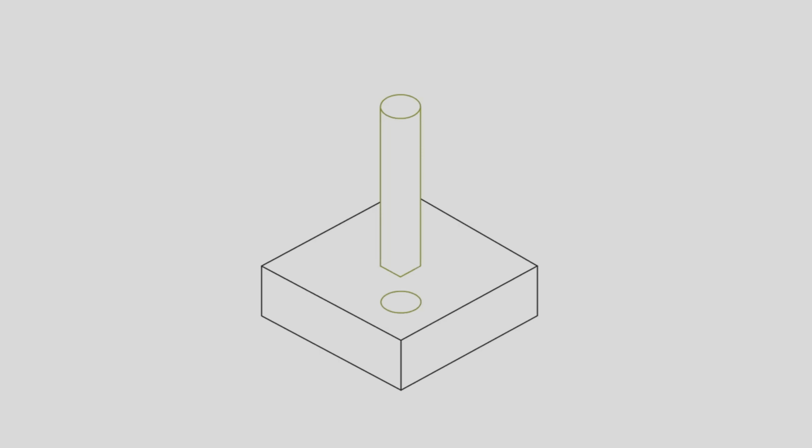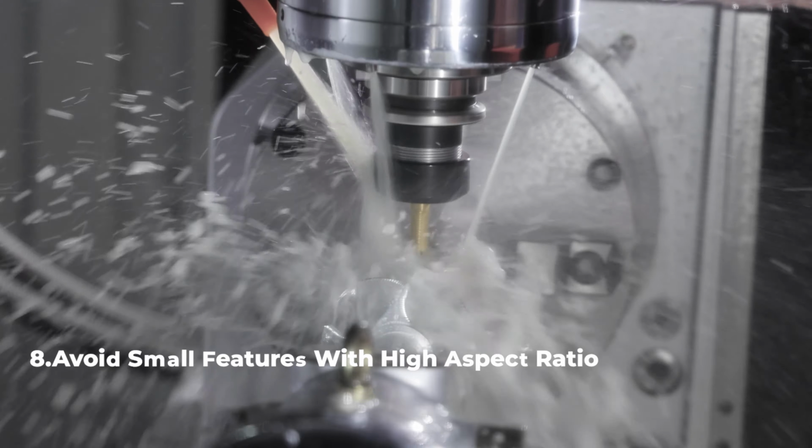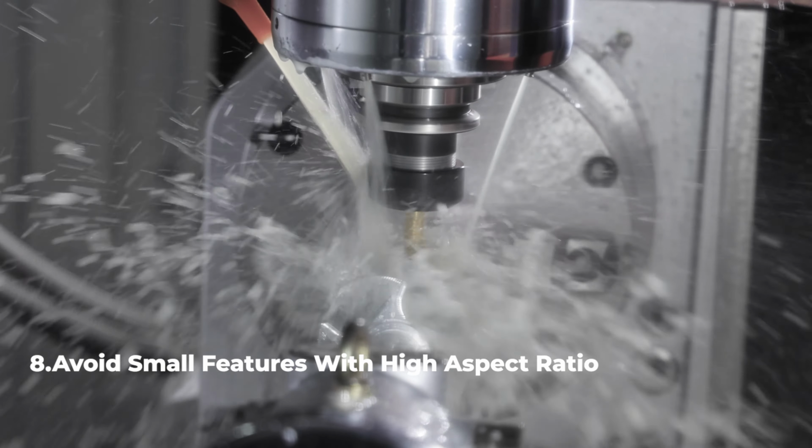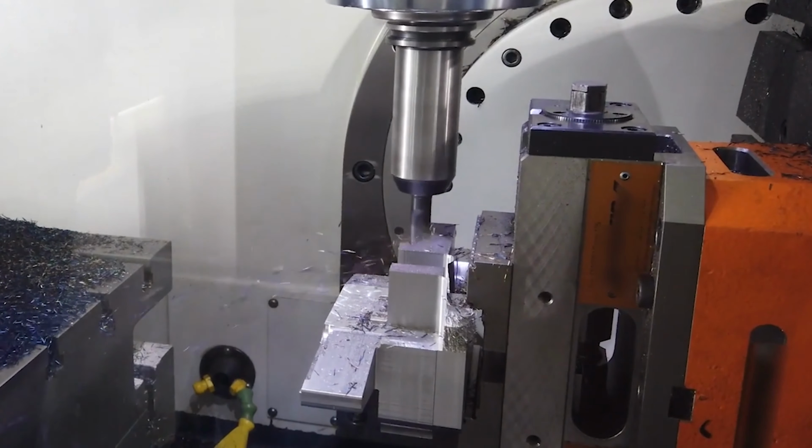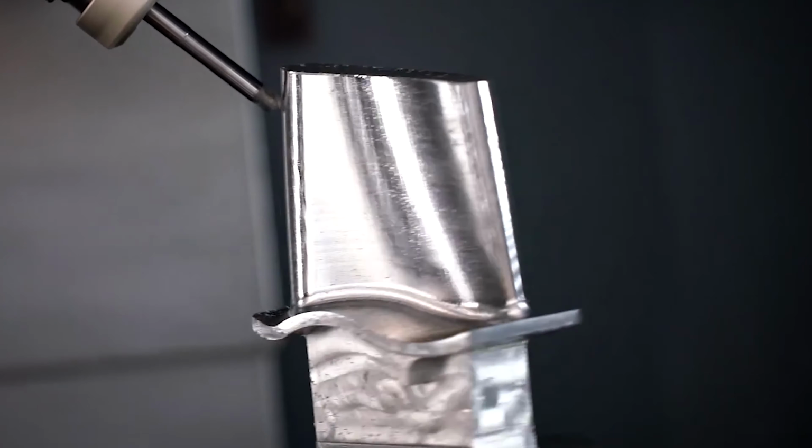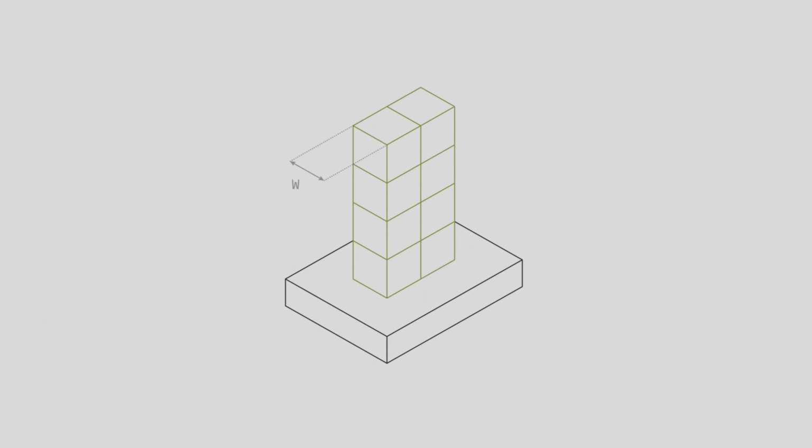In addition, the depth of the hole should not exceed 4 times its diameter. During CNC machining, some small features with high aspect ratio tend to vibrate, making it difficult to machine accurately, so avoid designing features with an aspect ratio over 4.